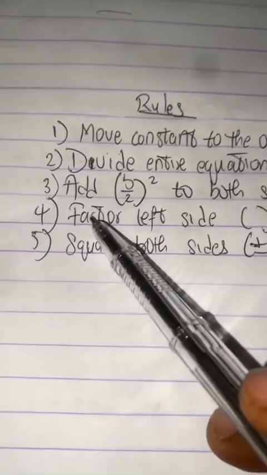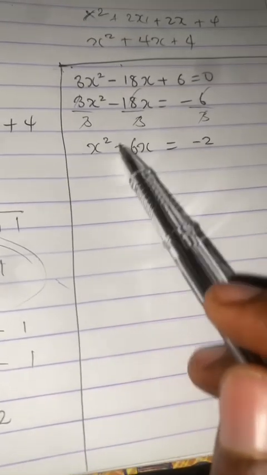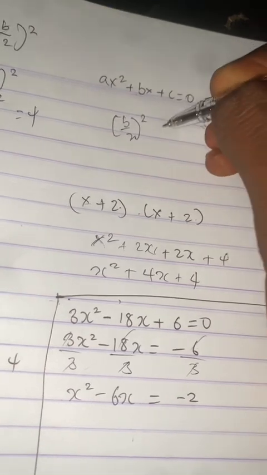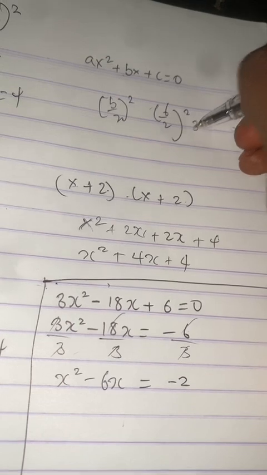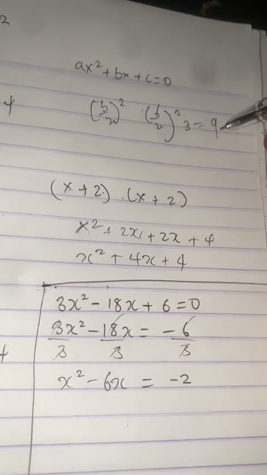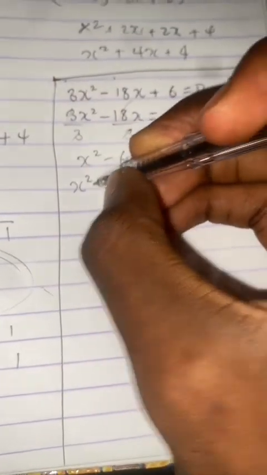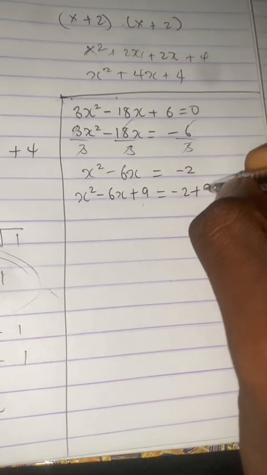The next step says add (b over 2) squared to both sides. We have our b. We just come here, b over 2, and our b is 6. So that's 6 over 2. That's 3. 6 divided by 2 is 3. 3 squared is equal to 9. So remember, I need to add to both sides. So you would come here and say x squared minus 6x plus 9 equals negative 2 plus 9.